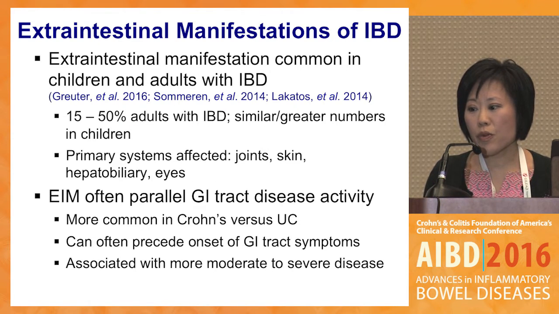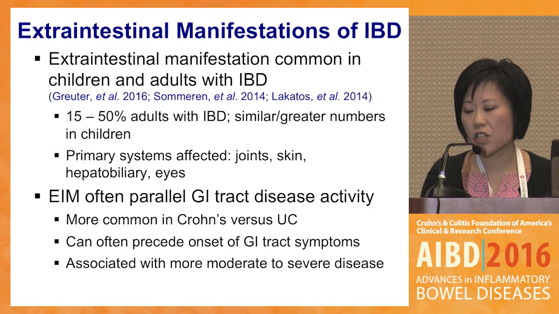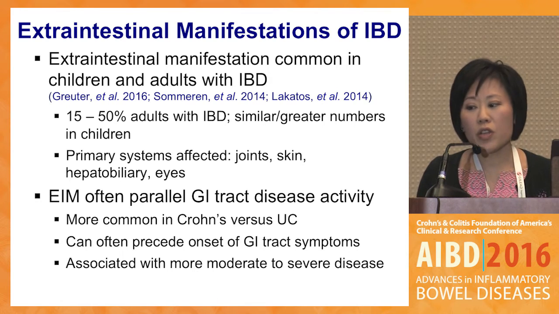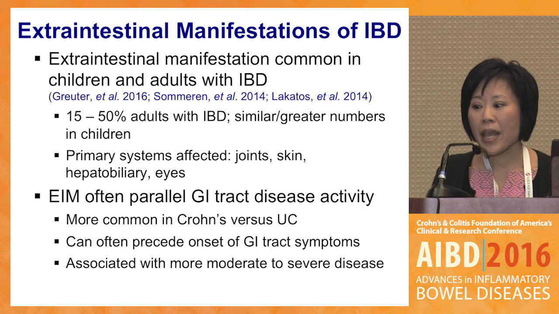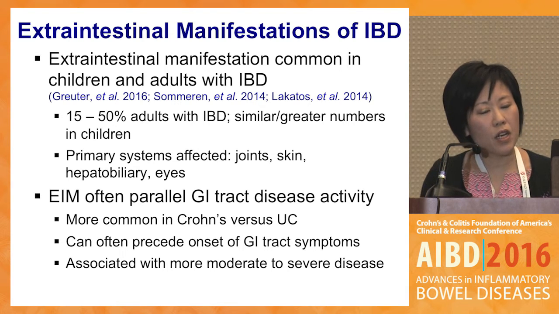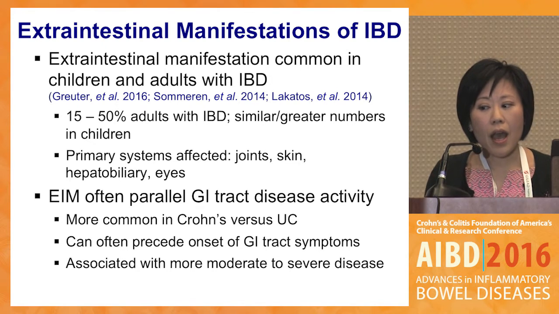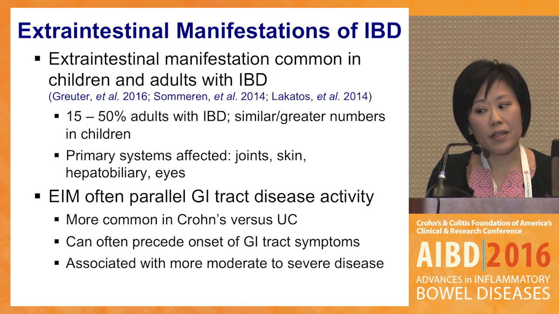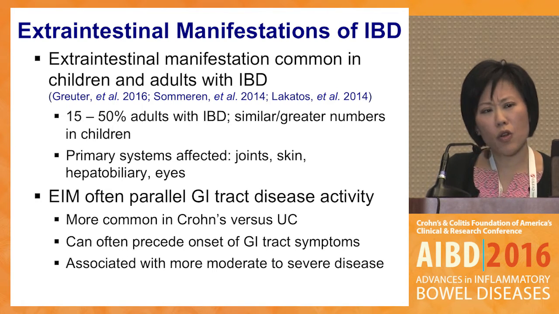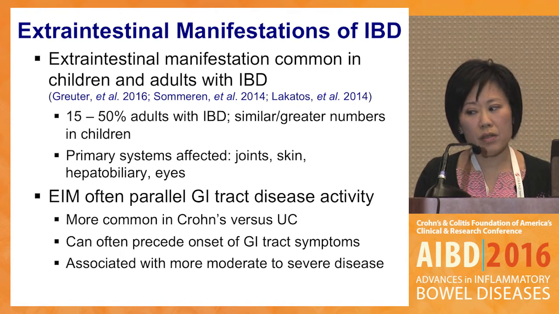And so just a brief overview on extraintestinal manifestations, since this is what the session will be about. As we all know, EIMs are common in both children and adults who live with IBD, and depending on the studies that have been done here in the US and in Europe, up to 50% of at least adults will have some form of an EIM. And it appears that with children, you have similar or even greater numbers. The primary systems that are affected are the joints, skin, hepatobiliary tract, and the eyes.